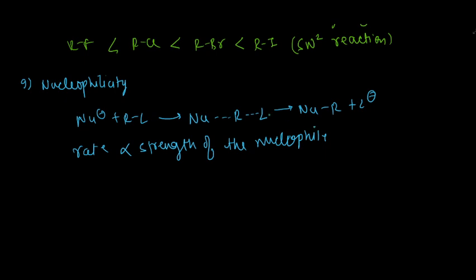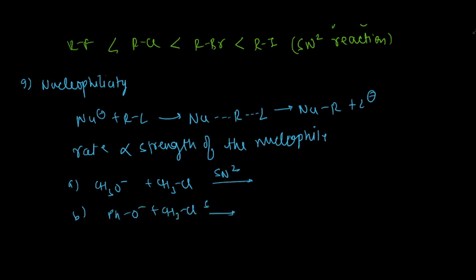Nucleophile, SN2 reaction, right? Like we have an example: CH3O minus reacting with CH3Cl. This is an SN2 mechanism. And in B, PhO minus reacts with CH3Cl, and it forms an SN2 reaction. We know that the strength of the nucleophile is greater in A, so the rate of the reaction will be more in A. So rate wise, A will be more, because PhO minus is greater than PhO as stability because it is involved in resonance.